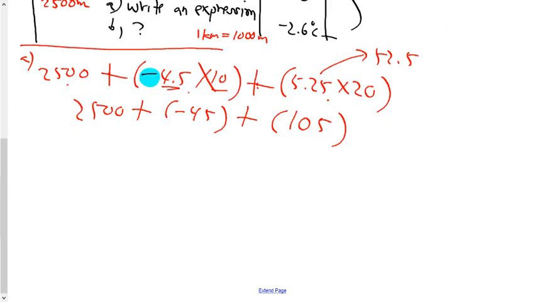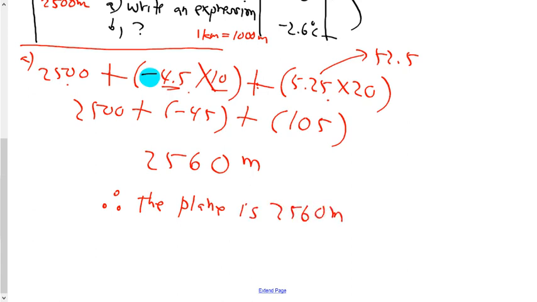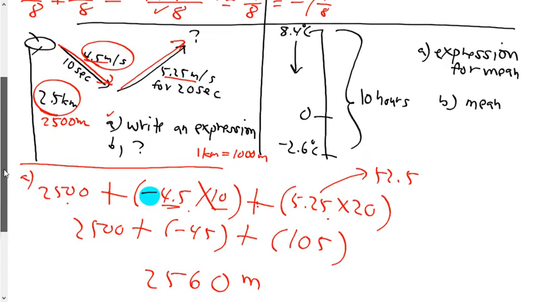Now that you have that, combine them all. It should work out to be 2,560 meters. Don't forget on your test, therefore, the plane is 2,560 meters above ground, or up. Or if you want to be ultra sophisticated, that would be upper level thinking of this because you're going back to kilometers: 2.56 kilometers.